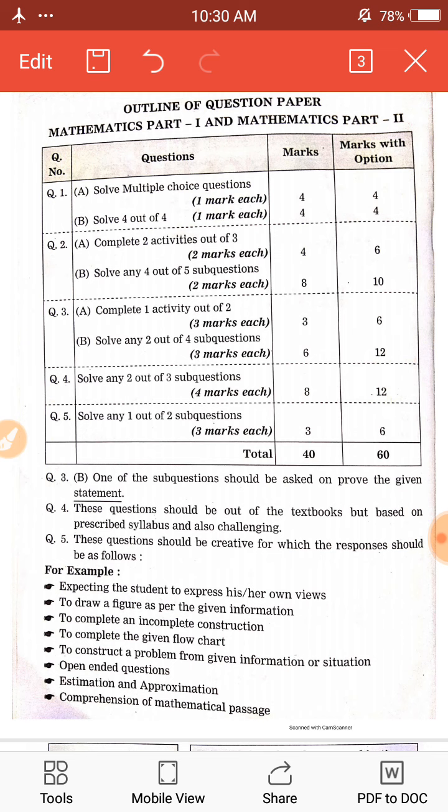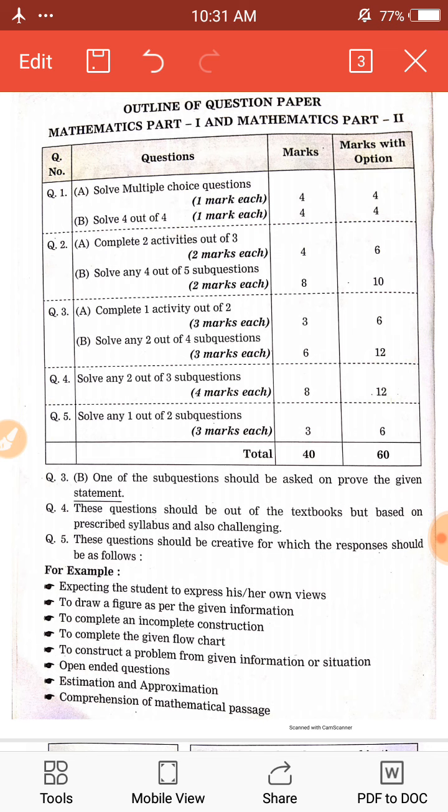In question 2A, the activities are very simple. You have to fill in the blanks or boxes, and generally these are very easy questions, so you need not be worrying about the second question. The activities are very simple and they are also objective type, means you have to fill the boxes or fill the blanks and then you get the marks.